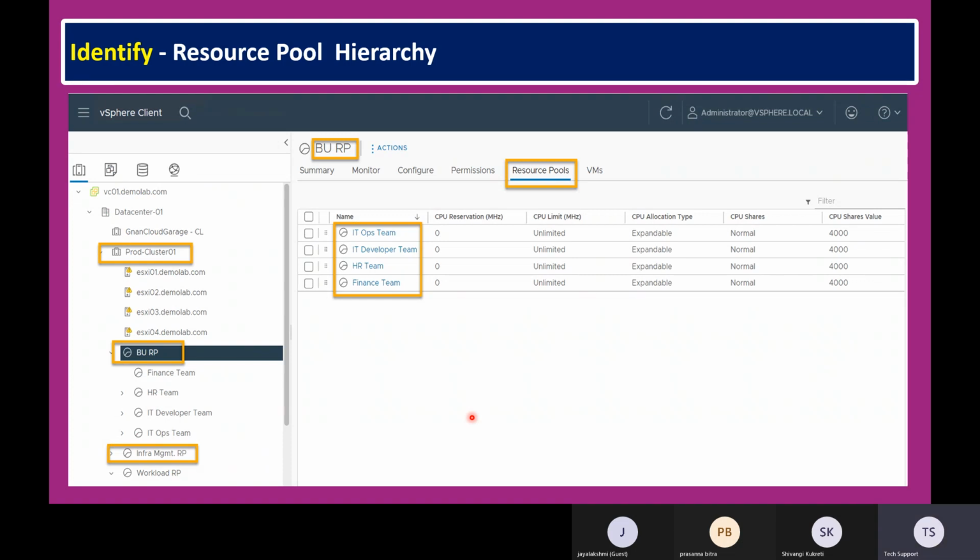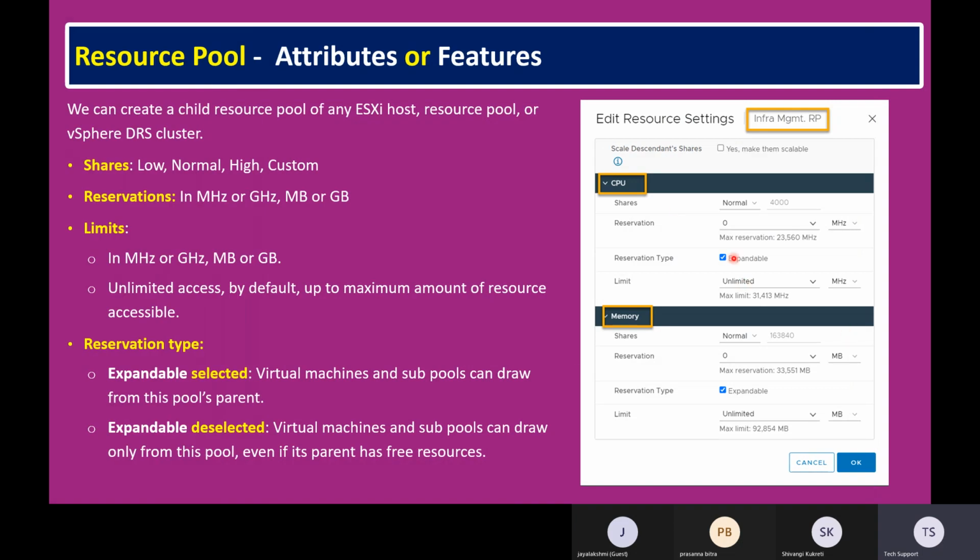Now let's verify the resource pool attributes. Whatever features we discussed earlier in the virtual machine edit settings, the same CPU shares, reservation and limit are applicable at the resource pool level also. Attributes are also called features. We can create a child resource pool of any ESXi host resource pool or vSphere DRS cluster. This child resource pool can be created on an ESXi host, that means an ESXi host within the cluster, not a direct ESXi host.